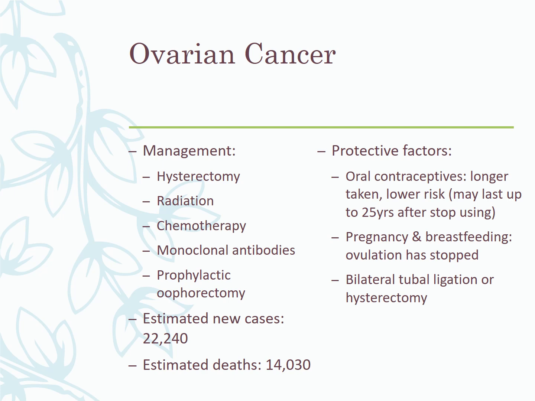Management: hysterectomy, radiation, chemo, monoclonal antibodies, prophylactic oophorectomy. We're going to take those ovaries out. Oral contraceptives, the longer taken, the lower the risk. It may last up to 25 years after stopping their use. Pregnancy and breastfeeding, because again, ovulation has stopped. Bilateral tubal ligation or a hysterectomy also. There are over 22,000 new cases and 14,000 deaths estimated. So it's quite a lot.